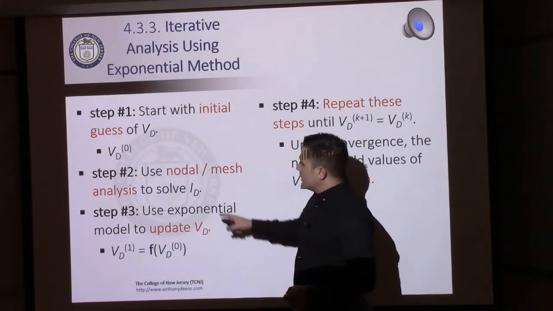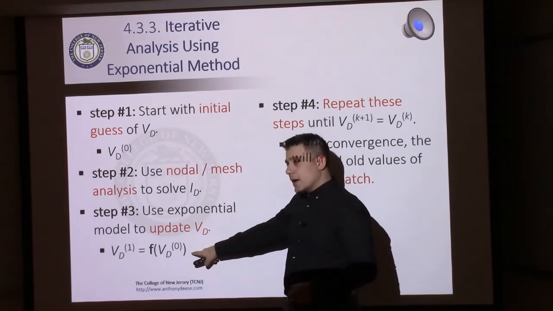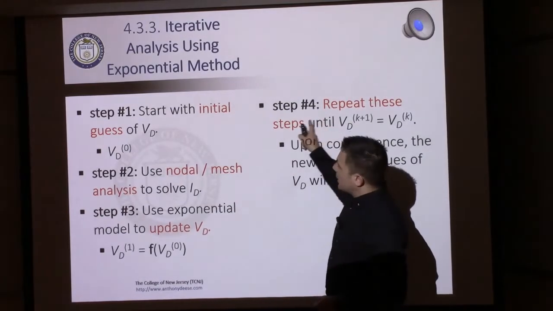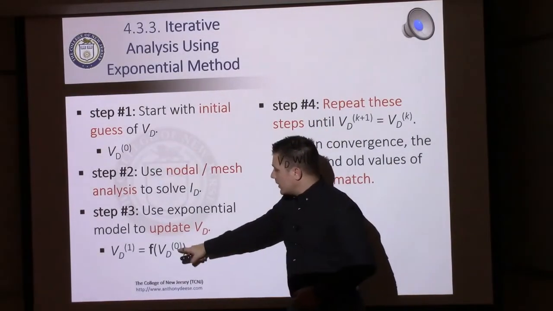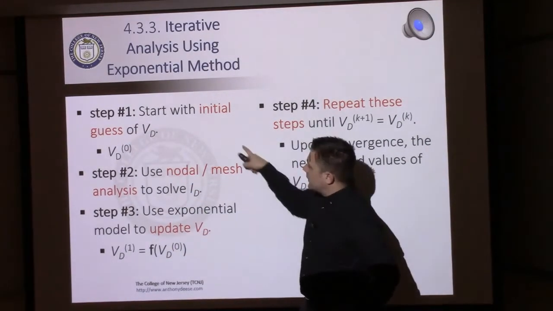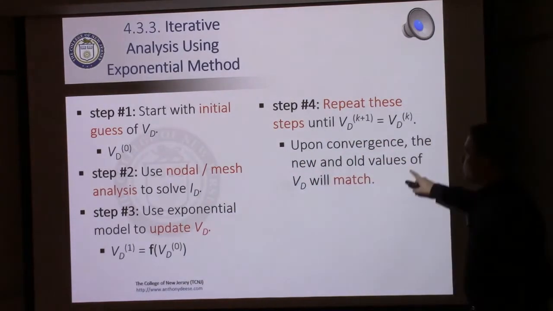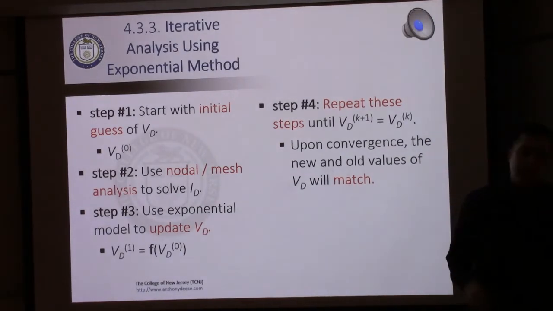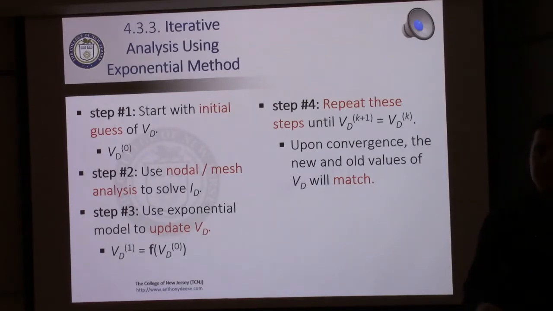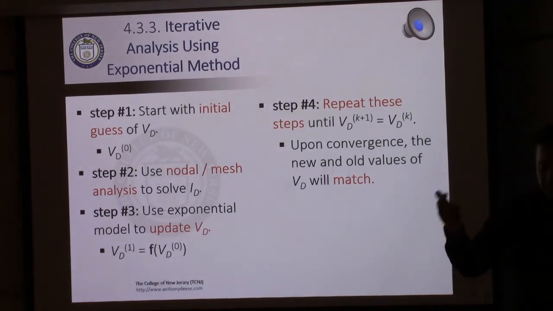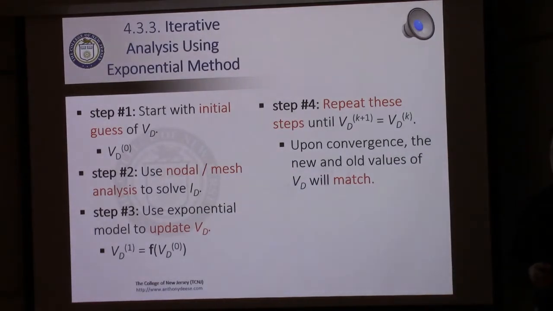So we'll take this value of ID that we solved for, stick it into our exponential model, get a new value of VD, and then essentially step 4 is telling us to return to step 2. So we take this updated value of VD, calculate ID again, stick the ID in here, and calculate the updated value over and over until we reach convergence. Upon convergence, the new and old values of VD will match, meaning that if, let's say, we're at iteration 15 and we get a value of VD of 0.75, and iteration 16, again 0.75, then we can be confident that we have at least one solution to the circuit. We've converged.